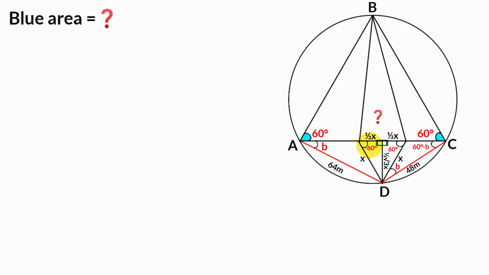Look at this angle also. It is an exterior angle of this triangle. Therefore, it is equal to the sum of this angle and this. So since this is B, this must be 60 degrees minus B.